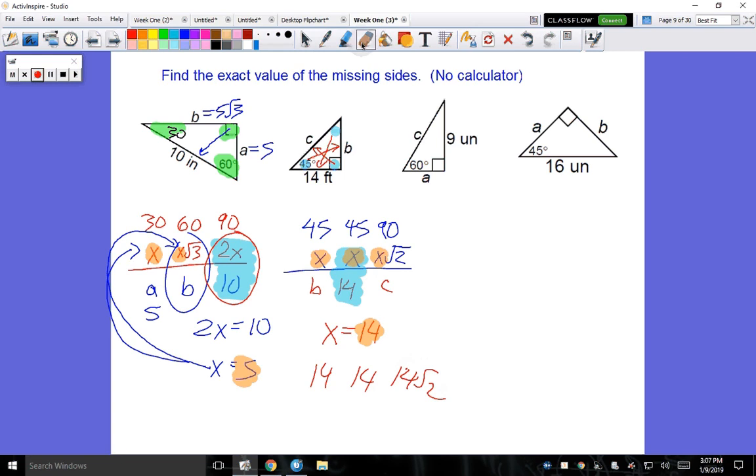So opposite from, here we go, in the 90 column, that means opposite from 90, that length will equal 14 root 2. In the 45, it's going to be 14, and in the 45, it's going to be 14. So B would also be 14. Are there any questions?